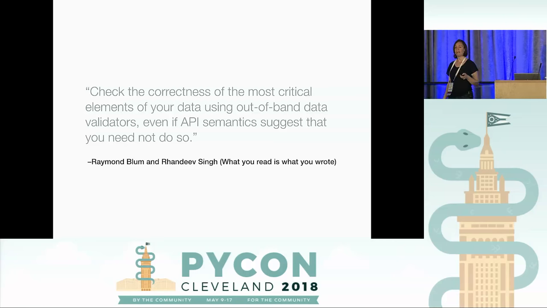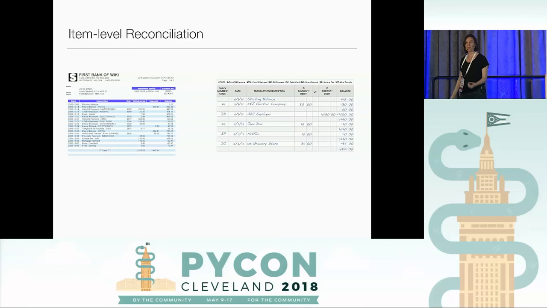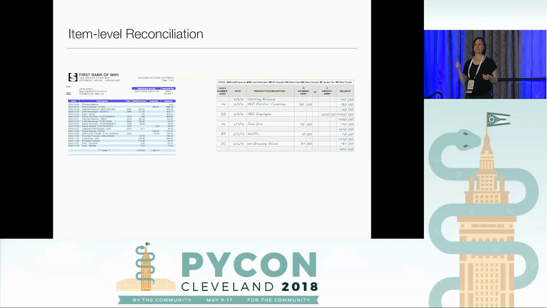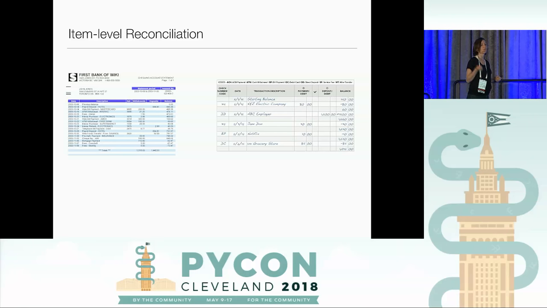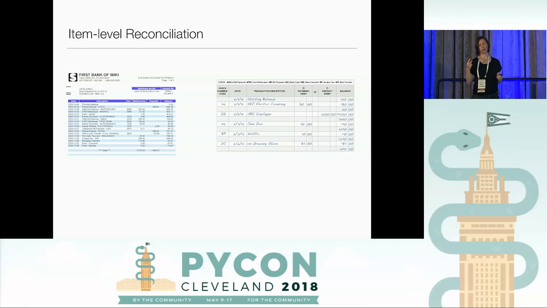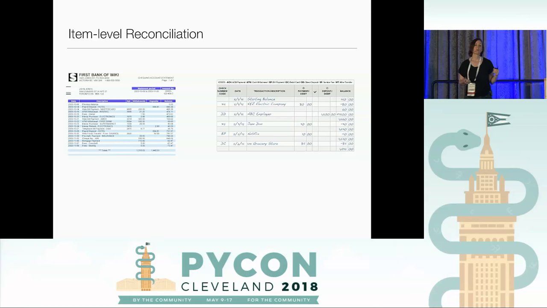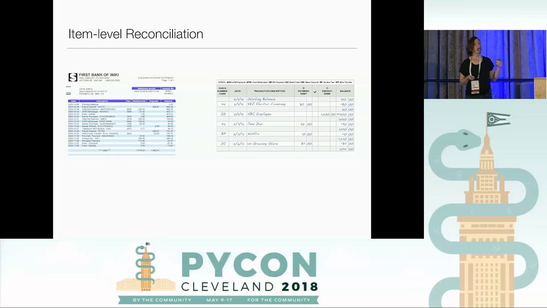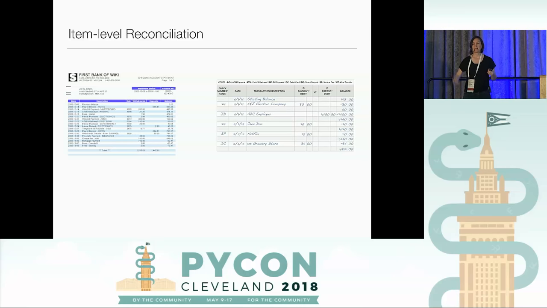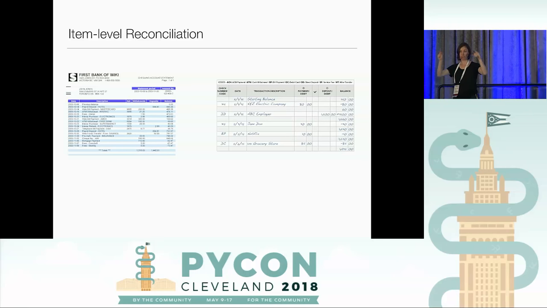And this is, in fact, what accountants have been doing for hundreds of years. The idea of data reconciliation is core to accounting. And there's two types of reconciliation that I want to offer to you as things you can do in your system that accountants do. The first is item-level reconciliation. Item-level reconciliation is like taking your personal ledger of your checkbook.